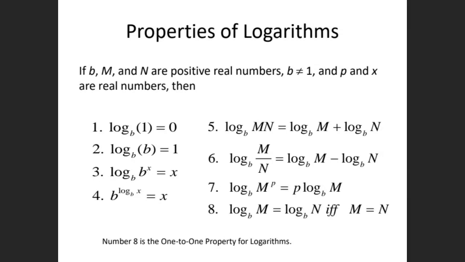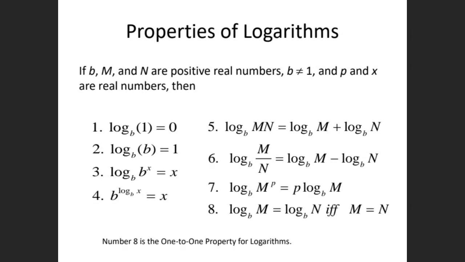And then the last one, number 8, is our one-to-one property. For log of base b of m to be equal to log of base b of n, that means that, again, they have to have the same base. And if they have the same base, they have to have the same input. That means that m and n have to be equal to each other.